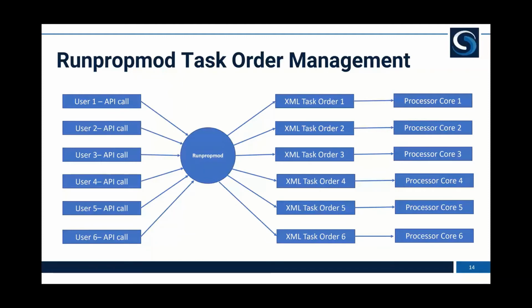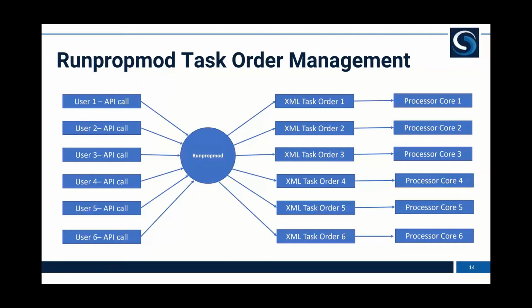Runpropmod basically creates task orders, and it's a multi-threaded application. If you can imagine multiple concurrent users making concurrent calls to the SpectrumE system, ultimately the calls are going to Runpropmod, and Runpropmod makes a corresponding XML task order for each call. Those task orders can then be distributed over whatever computing resources are available, down to a processor core. So SpectrumE is very multi-threading and hyper-threading friendly, and we're going to highlight that a little bit in the performance section.